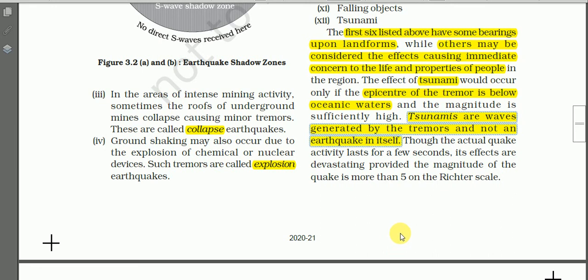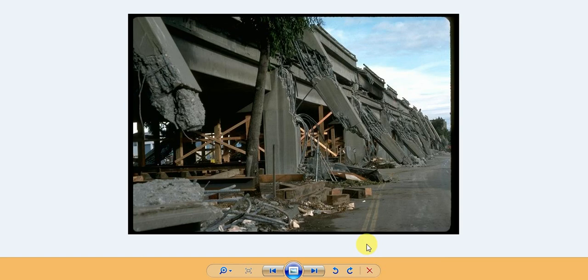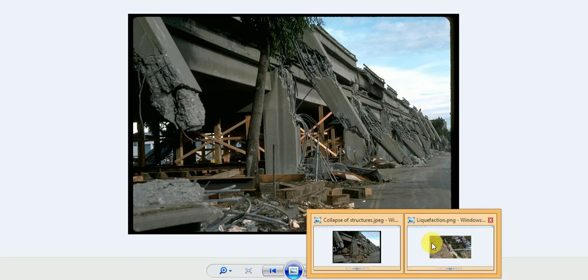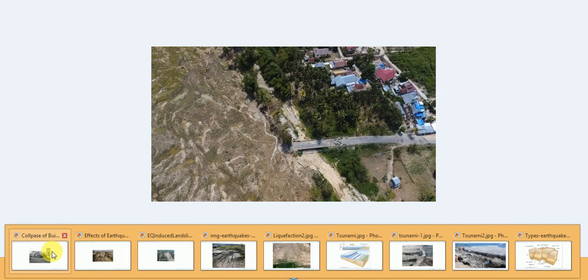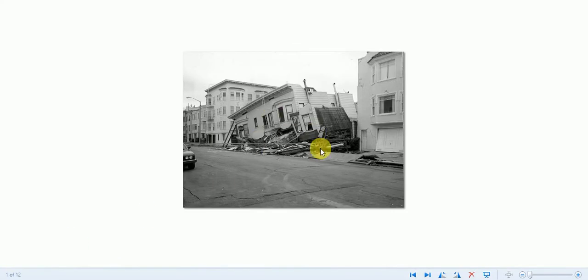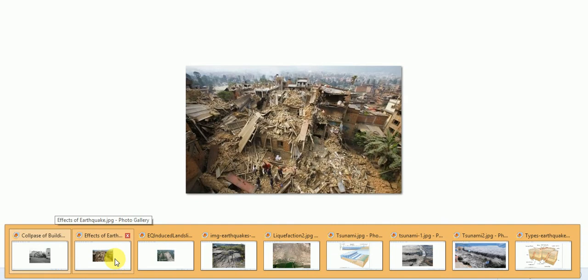And next, see, we have some photographs about these effects of earthquakes. So this is about collapse of structures, okay, flyover bridges are collapsed. Then this is about soil liquefaction. See here, the left side, this is soil liquefaction. And here this is also collapse of a building. Then this is again a collapse of buildings, structures.